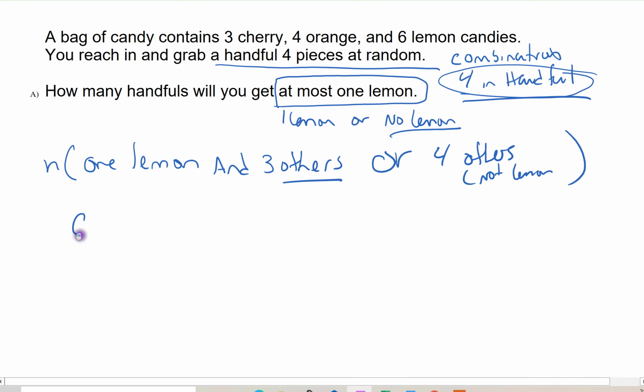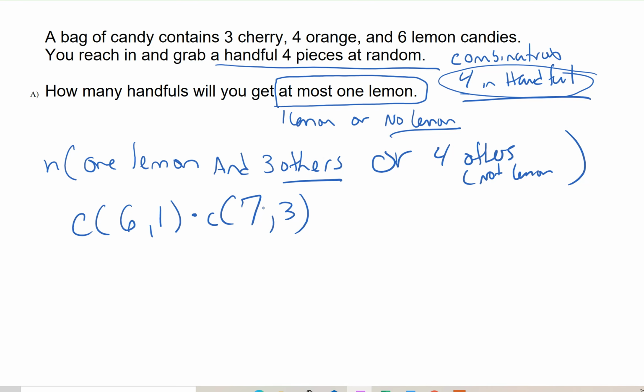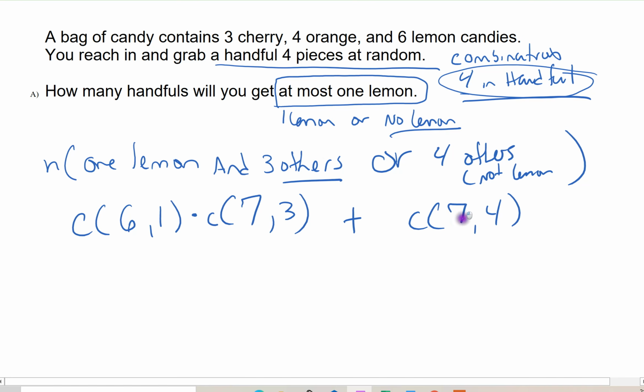Alright, so combination, I'm picking 1 lemon out of 6. And I have to finish out my handful with 3 of the other flavors, which there are 7 of the other flavors, right? 3 cherry, 4 orange, so 7 others. Alright, so there's 1 handful, 1 lemon, 3 of the other flavors. Or, so we add. Combination, I'm picking 4 from the 7 other flavors. 4 that are not lemon, right? There are 7 that are not lemon, then you plug those in the calculator.